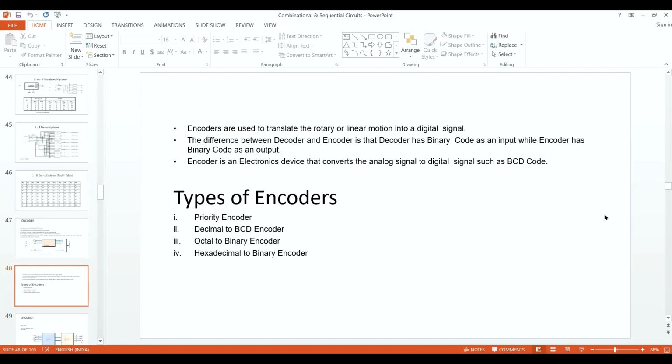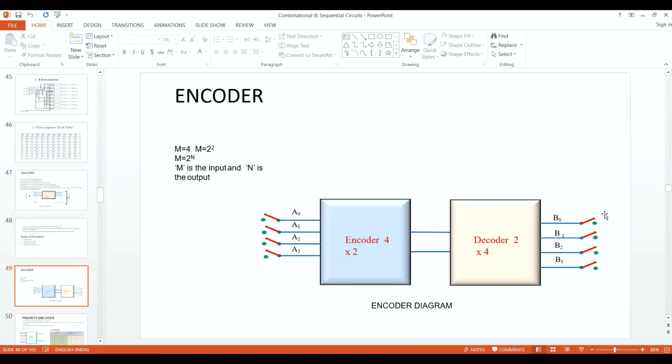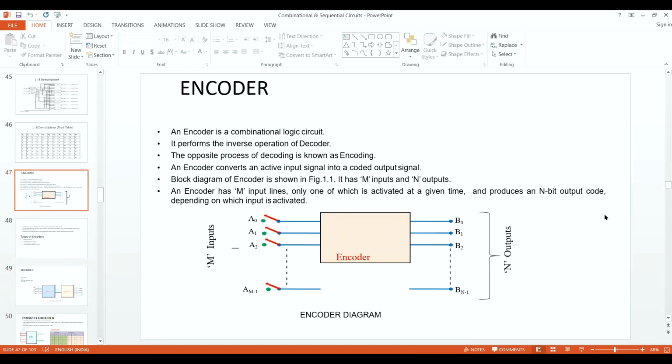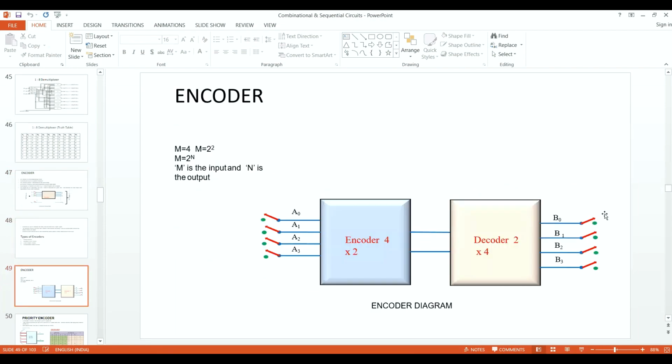So we have four different types of encoders. One is the priority encoder. We also have decimal to BCD encoder, octal to binary, and hexadecimal to binary. So more emphasis on binary only. When we talk about the encoder, you can see M is equal to 4. What was M? M was your input. If you don't remember, I will take you back. Just see over here: M as an input and N as an output. So M is 4, so 2 raised to power 2. How many select lines would I use? 2. And the output would be N output.